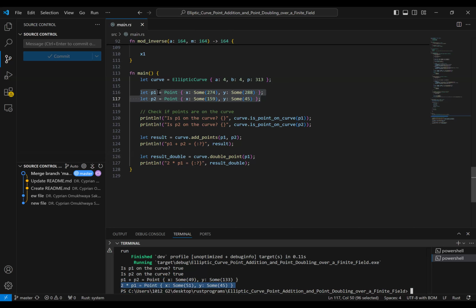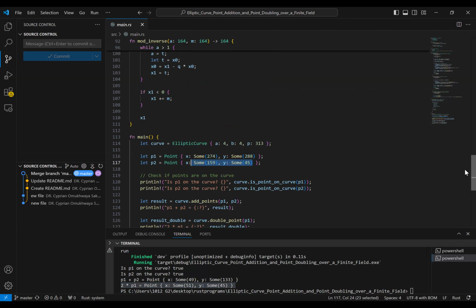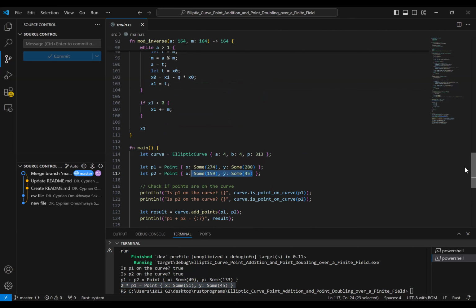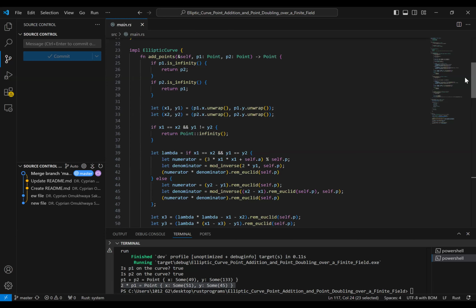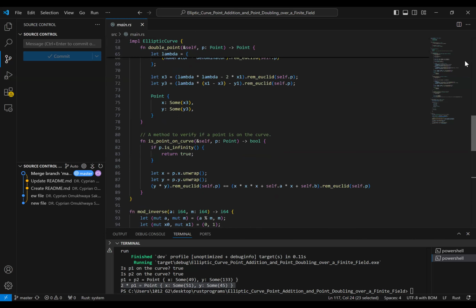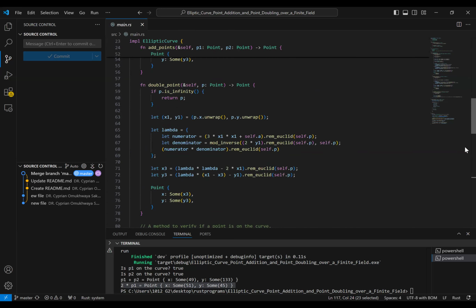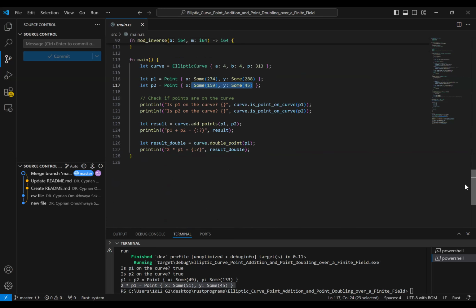So this way I defined P1, I defined P2, then I gave it a to be 4, then my p, that is the prime number, 313. And then my first point, my second point, and so on. Okay, so it has given me the sum of that.